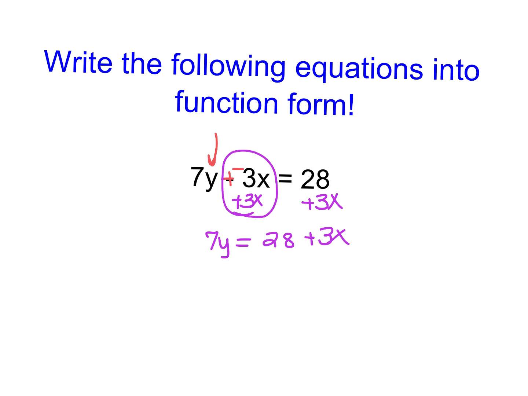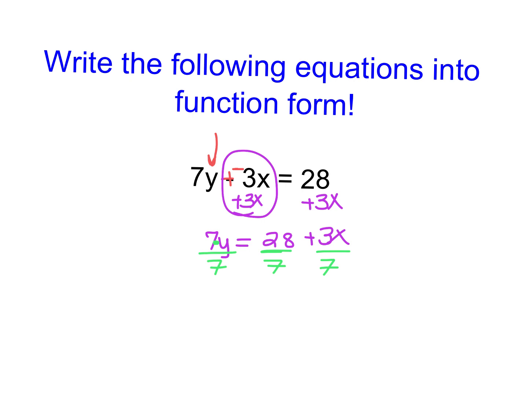Then from here I'm noticing that I want to get y completely by itself, so I need to undo that multiplication of 7. And I undo that multiplication of 7 by dividing both sides by 7. Remember, the other way to represent this is just to divide every term by 7. So we'll do 28 over 7 and 3x over 7. So we're dividing everything by 7.